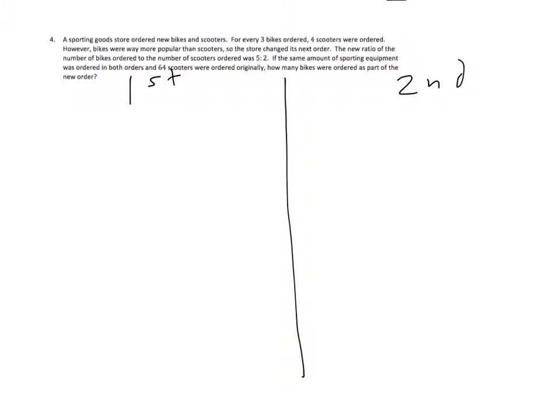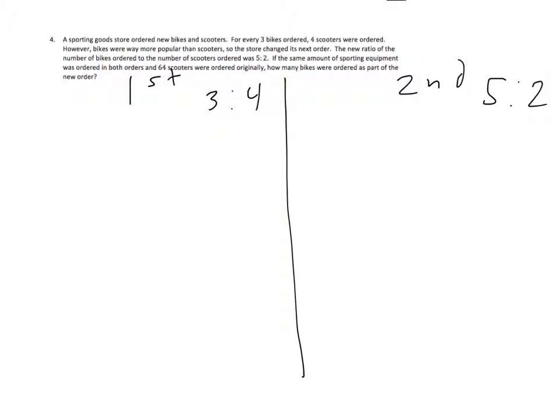Now again, one of the key pieces of information here was that the same amount of shopping or sporting equipment was ordered. This means that we know the two ratios are going to be equivalent. That's what that's telling us. Well, for the first order, the ratio was 3 to 4. For the second order, the ratio was 5 to 2. Okay, so we know those two ratios, but now we have to figure out what other information they give us to help us figure this out.